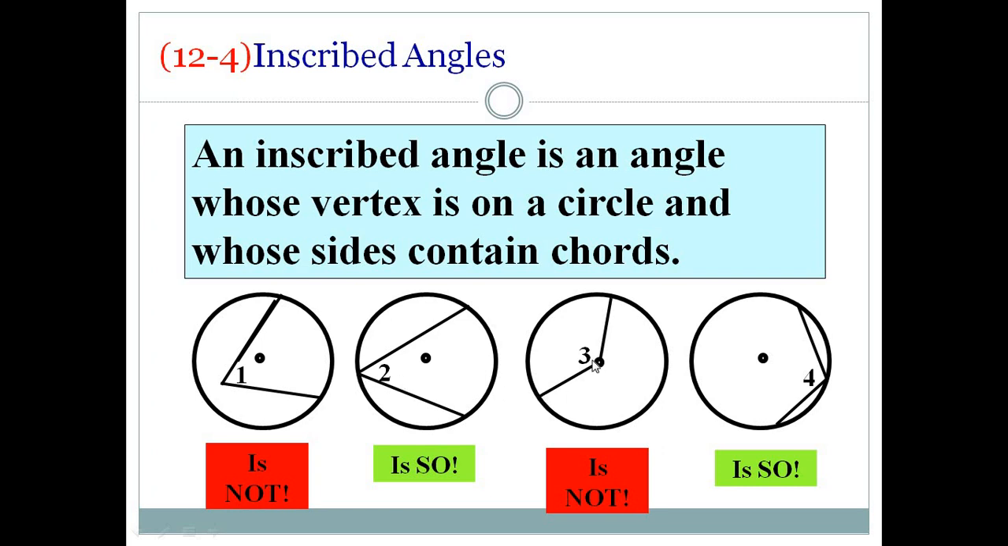And this one, as you know, is not an inscribed angle, it's a central angle. What about this one? Yes, it's an inscribed angle. So number 2 and number 4 are inscribed angles.